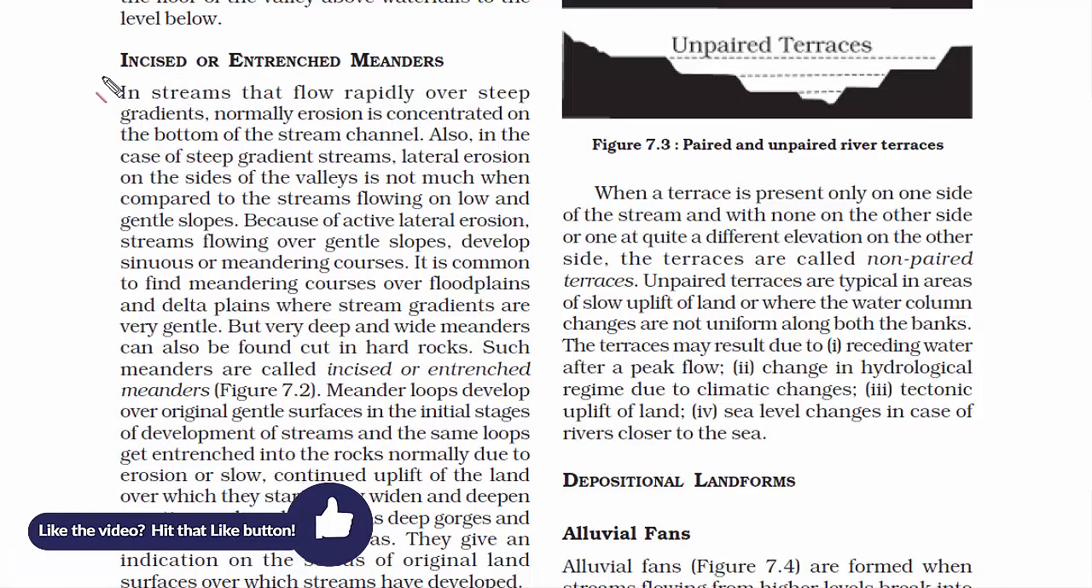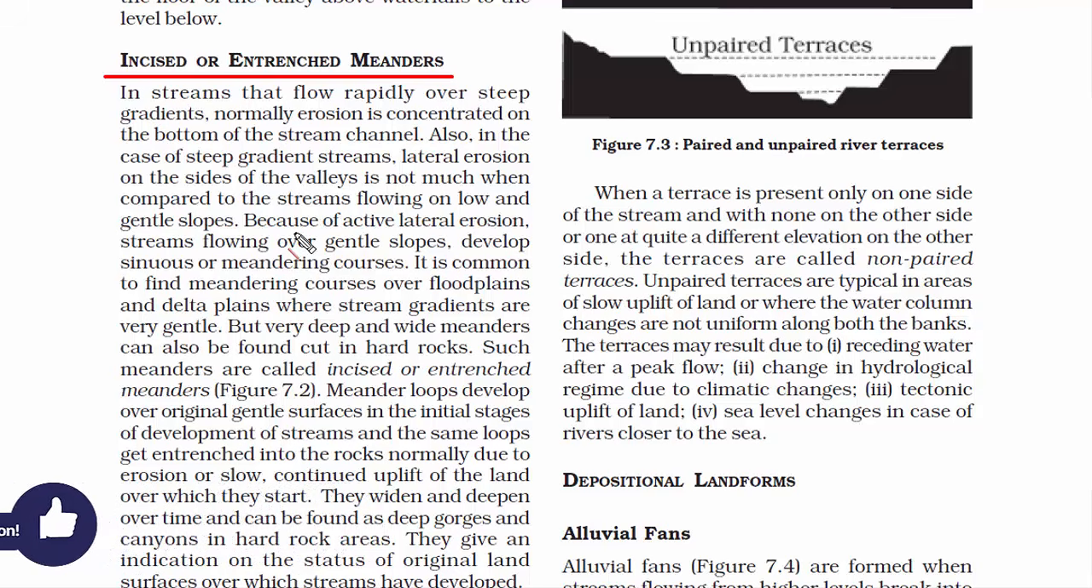The third type of erosional landform is incised or entrenched meanders. The meaning of the word incised is cut or cutting. You must have heard this word in incisor teeth, the front four teeth we have for biting and cutting food. Have a look at this picture.